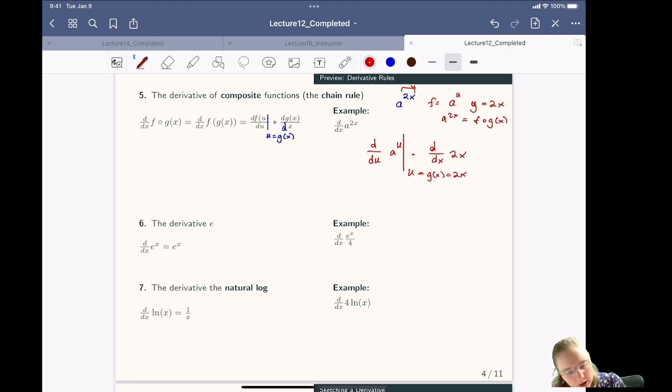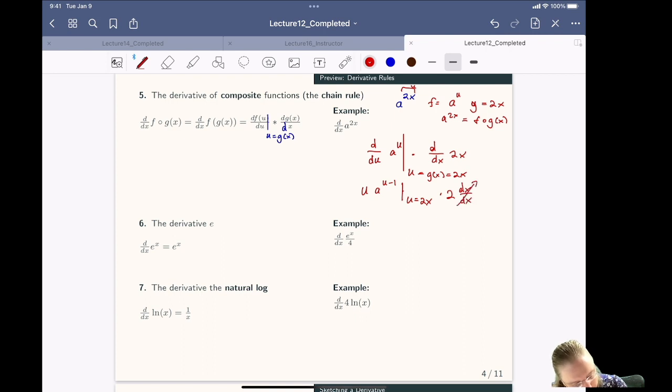To do this, we take the derivative of a to the u. We can use that power rule, so we're going to take u down and subtract 1. Note that we're taking the derivative with respect to u, and the u is in the exponent. So we have u times a to the u minus 1, times d by dx of 2x. So we plug in u equals 2x. Now, we can factor out this 2. The 2 comes out, and we have d by dx of x.